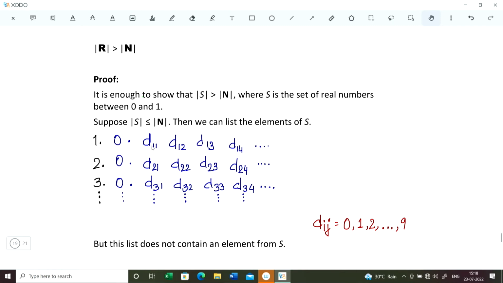Here I have 0.d11, d12, d13 and so on. And just to be clear that these are my digits, so they are always between 0 and 9, natural numbers between 0 and 9. So suppose we have made a list of all the numbers between 0 and 1. Yes? That's how we are comparing the cardinalities.